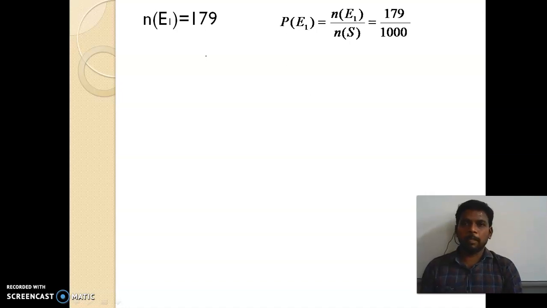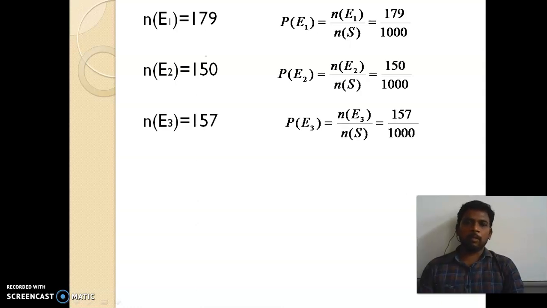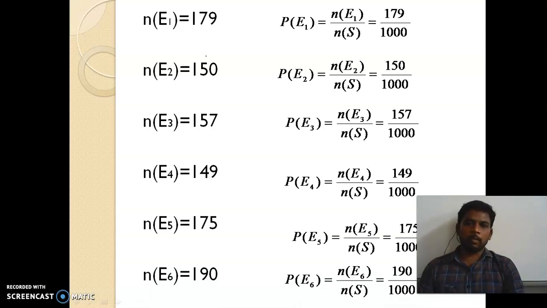But the procedure to write the solution with the particular steps is very, very important, with the necessary steps. So next, n(E2) equals 150, so 150 by 1000. And 157 by 1000, and 149 by 1000, and 175 by 1000, and finally 190 by 1000. So everything we found in the question itself. That is the proper way of writing the solution.